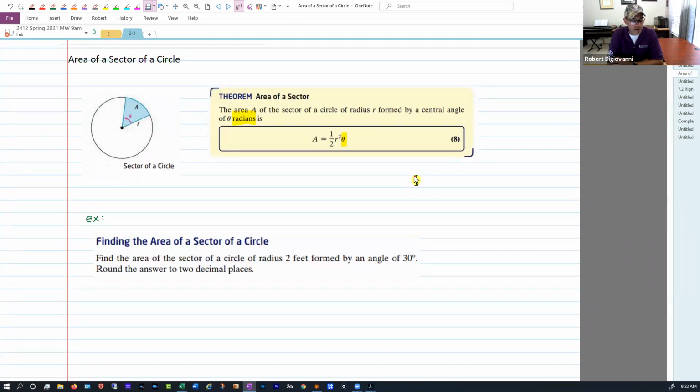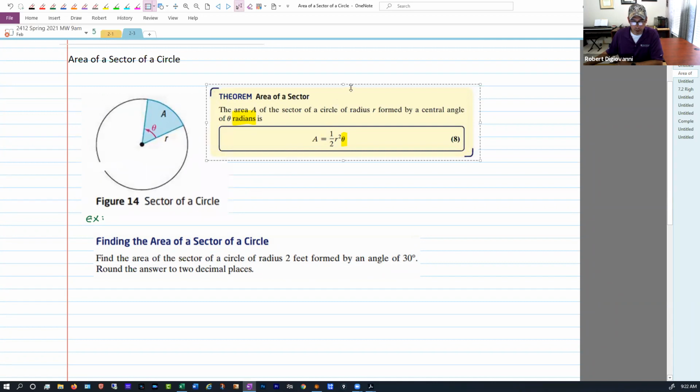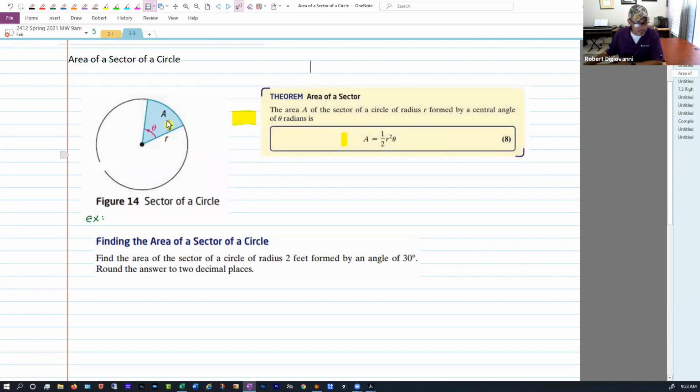All right, so think about a circle. You have a circle with a given radius, and you want to look at a pizza slice from that circle. So we're looking at this pizza slice here. This is your radius, and please note that this side would also be your radius. If you know the radius and you know the angle, then you can find the area of this pizza slice.